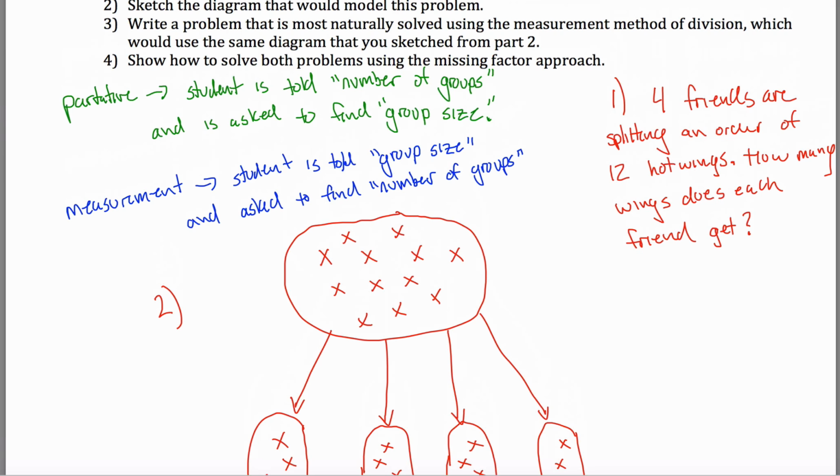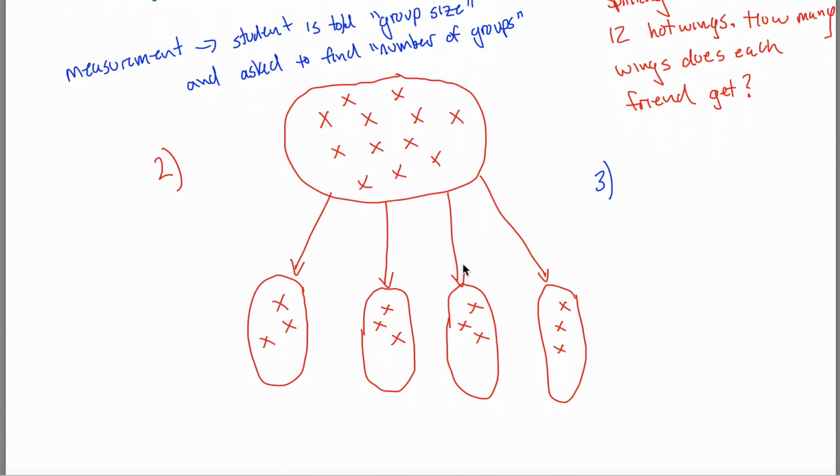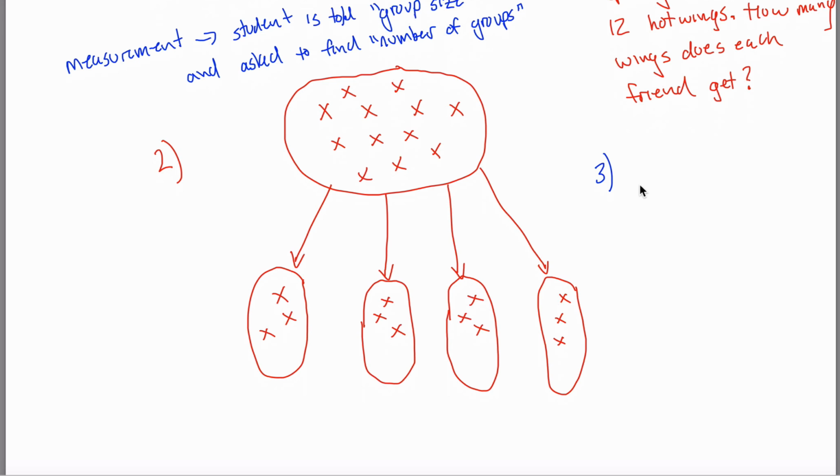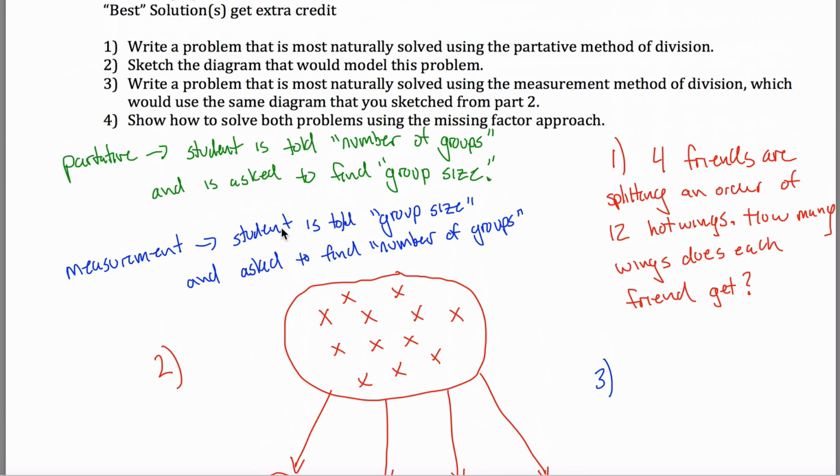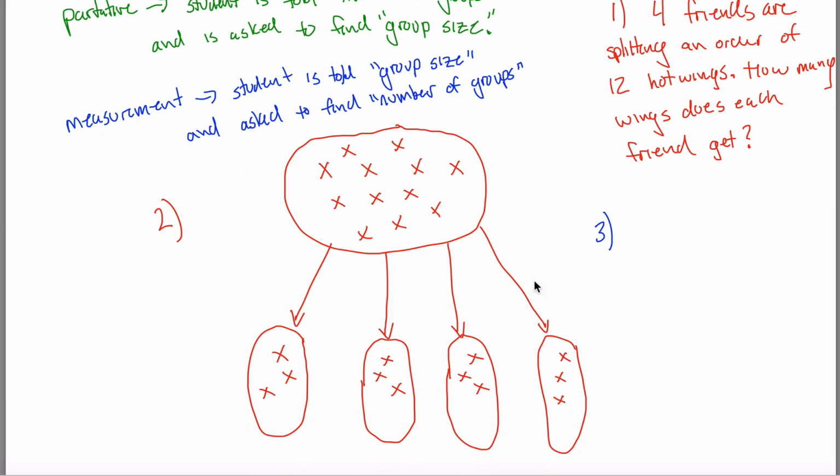Okay, maybe I can make that make more sense by giving another example, another word problem, but this time a word problem that would make more sense in the measurement method. So now what the student is told is what the size of each group is beforehand. So you're not figuring out what the size of the group is. You already know what the size of the group is.